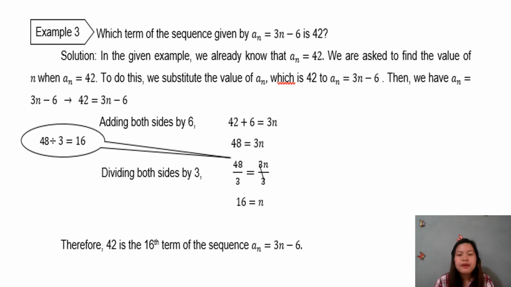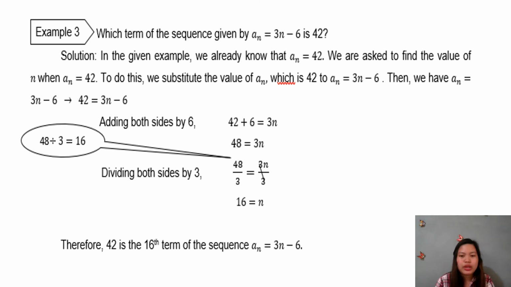Okay, kabalo na ta, ang ato a sub n is equal to 42. Now, ang ato pangutana diri is kung ikapila na term si 42. Hence, we are asked to find the value of n when a sub n is equal to 42. To do this, we substitute the value of a sub n, which is 42, to a sub n equals 3n minus 6. Gets? Then we have 42 is equal to 3n minus 6.